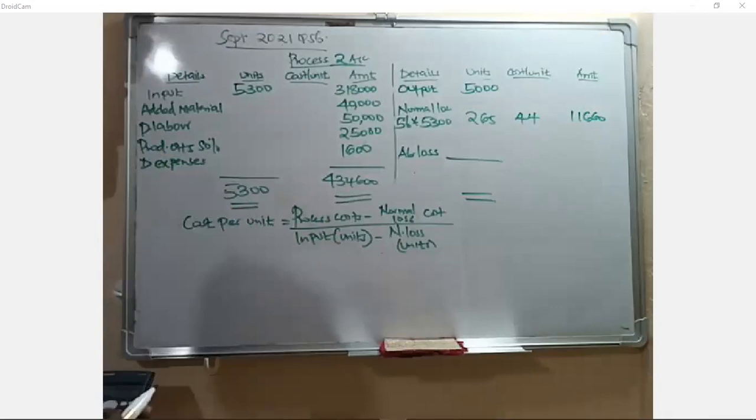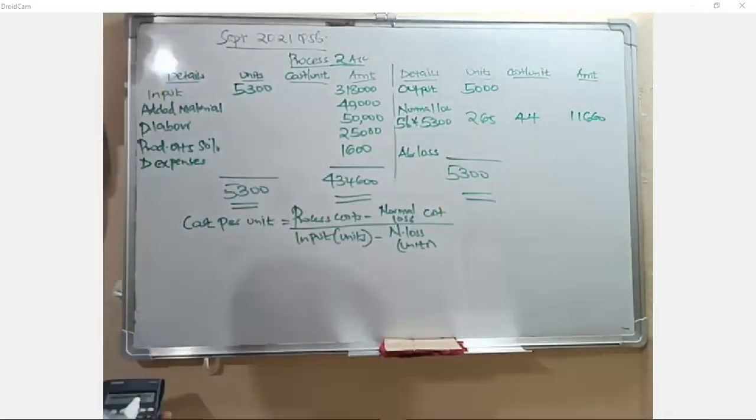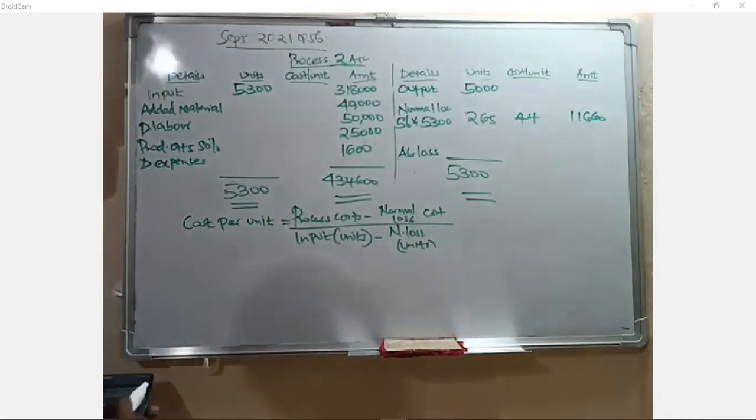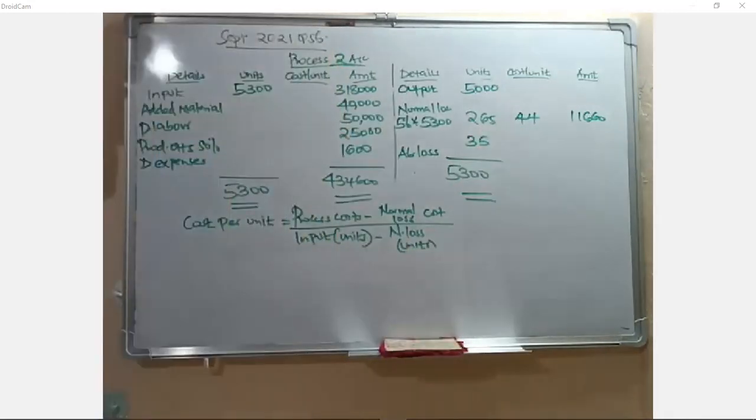So balance your units here, because I can see it is where it falls less. In this case, we talk about 5,300, and we say 5,000 plus 265, minus 5,300. We are getting 35 units. 35 units is our abnormal loss units.